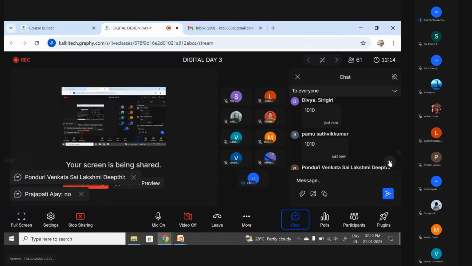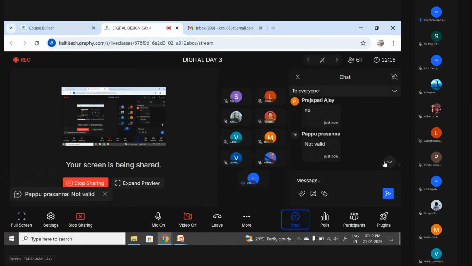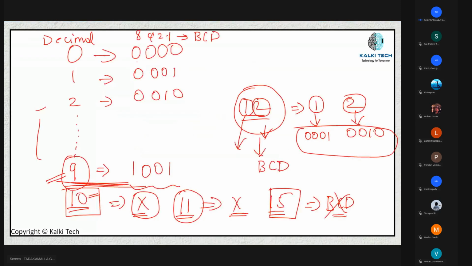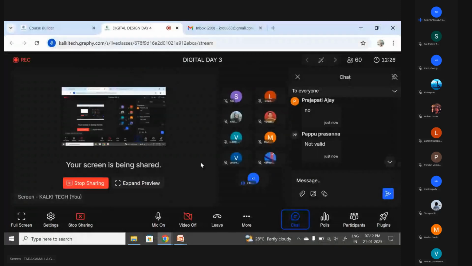Anyone has the answer? Anyone say this particular BCD code is valid? So BCD codes are from 0000 to 1001. So we are getting 1010.